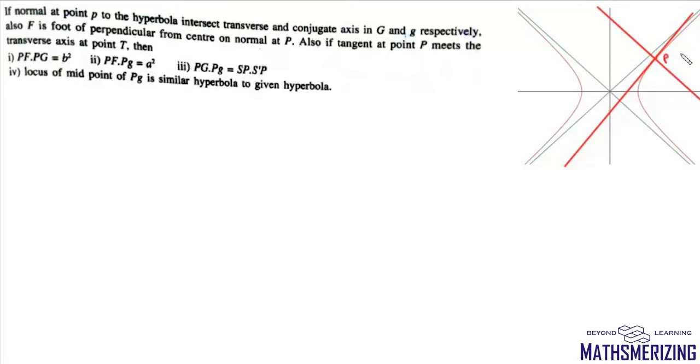So that's our point P. The normal intersects the transverse and conjugate axes in capital G and small g. So this is capital G and this is small g. F is the foot of the perpendicular from the center on the normal at P. So from the center, if we draw a perpendicular, then this is your point F. And also the tangent at point P meets the transverse axis at T. Now this is also perpendicular.